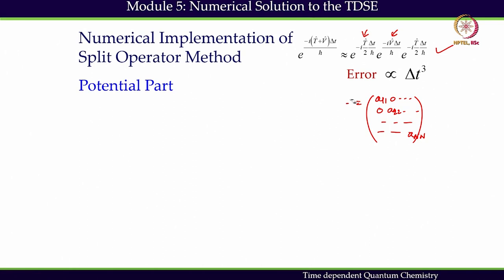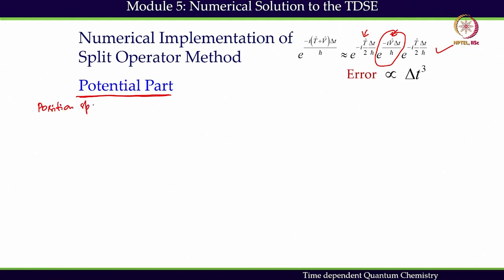So we have to remember that we are using the grid representation to represent all these operators in the matrix form. In the position space, first we'll deal with the potential part, because it is easy to deal with. So this part we'll deal with first. What is position space? Position space is, as we have shown, the x coordinate, and in the x coordinate we have made this grid. So this is called position space. On many occasions, this is also called real space.